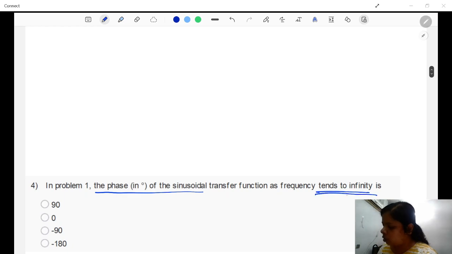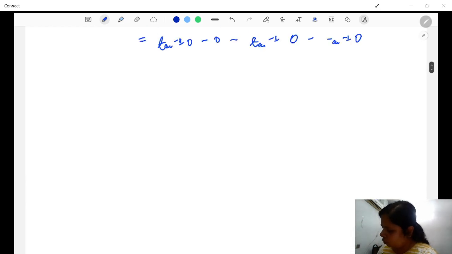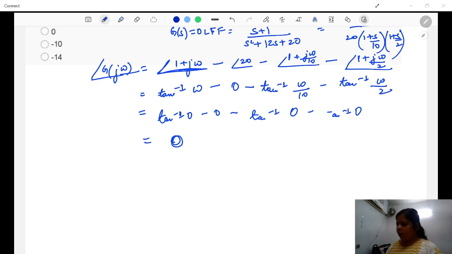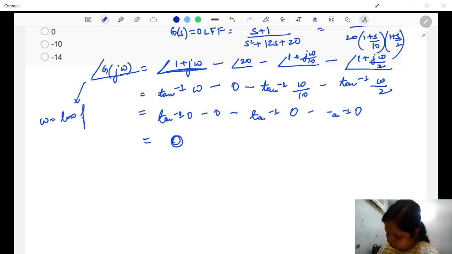This question is based on high frequency. If it were low frequency, it would have been all 0, right? Now, this says omega is low frequency. What if omega is high frequency? What would be the answer?